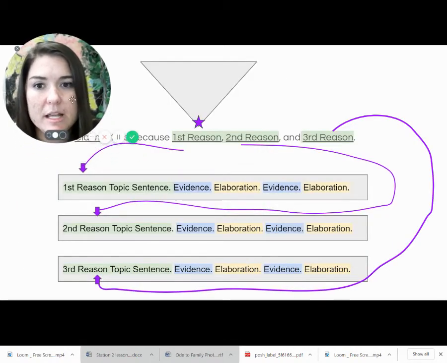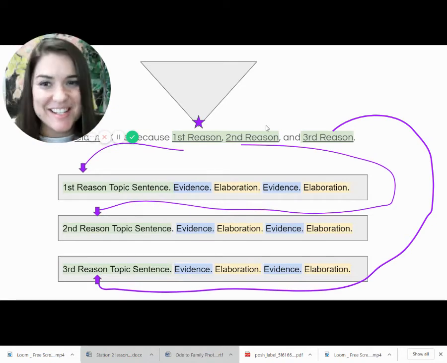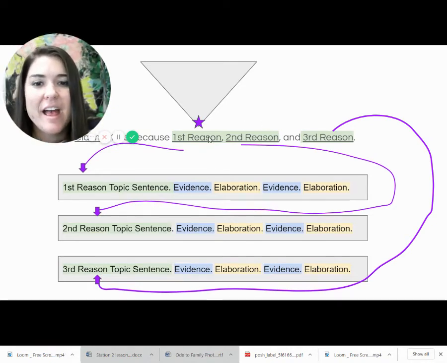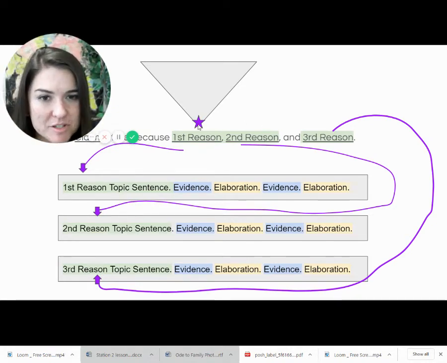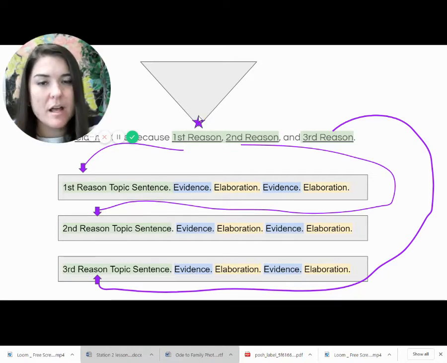Now, here it is with the arrows drawn, just like I was trying to show you with my mouse. You've got your thesis statement, which is that star, the main point of your hook. Introduce the main point of that whole introduction. Got your first reason, evidence, elaboration, second reason, evidence, elaboration, and so on.